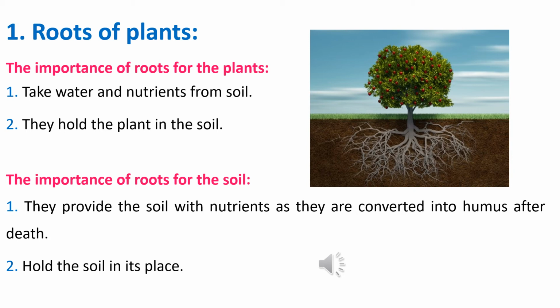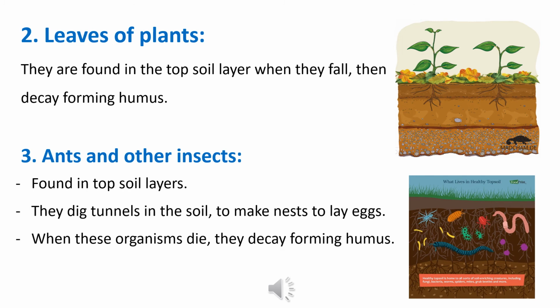The roots take the water and nutrients from the soil. Also, they hold the plant in the soil. What about the importance of the roots for the soil? The roots provide the soil with nutrients as they are converted into humus after death, and also they hold the soil in its place. Leaves of the plants are found in the topsoil layer when they fall. Then they decay, forming humus.